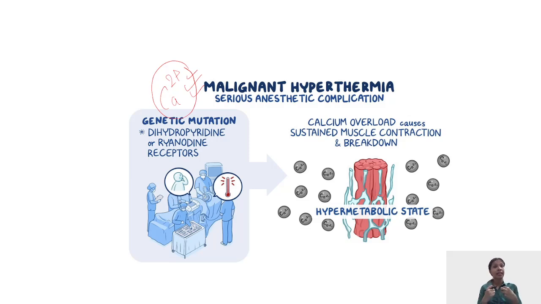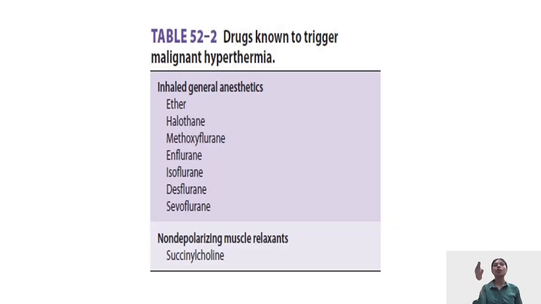And because of that excess of calcium, I hope you all remember that calcium ion is required for muscle contraction, and thus you have a sustained muscle contraction and a lot of breakdown in the body, leading to a hypermetabolic state. This is what is going to happen in malignant hyperthermia: an excess of calcium leading to sustained muscle contraction in the body. The drugs are your inhaled general anesthetics and your succinylcholine.